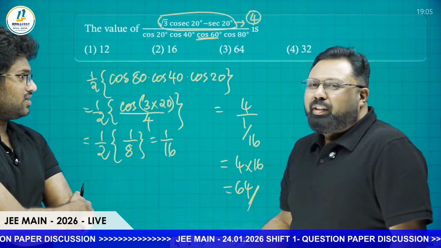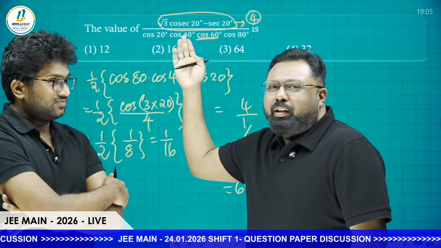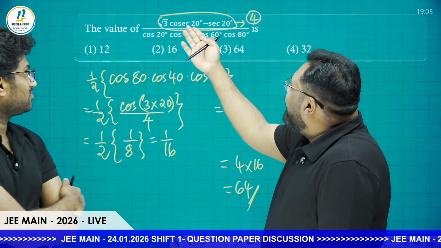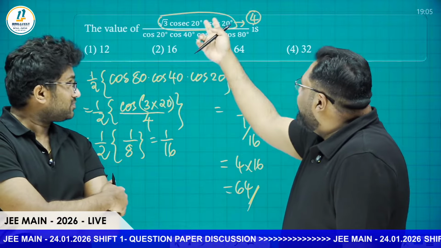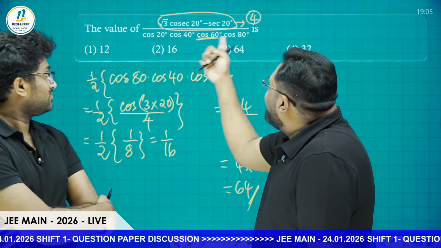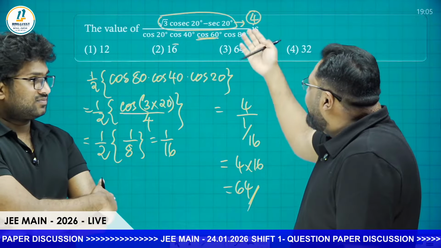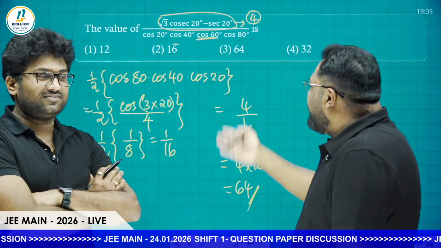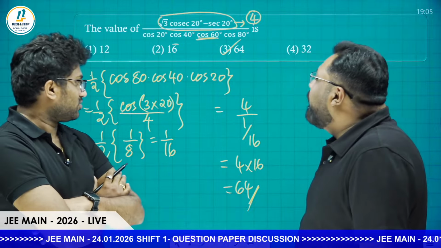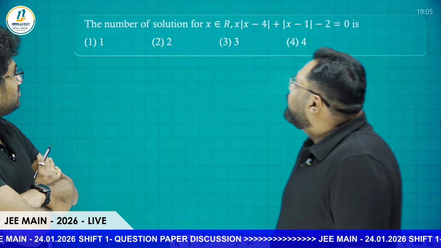Not even 30 seconds they need, sir, to solve this. If you have done this question, this is actually a very easy question. It is there in the NCERT exemplar also, the same numerator question in grade 11. This is a direct NCERT formula, a miscellaneous question. So if you solve this in your grade 11 textbook, you can easily do this question. The answer is 64. Second question.